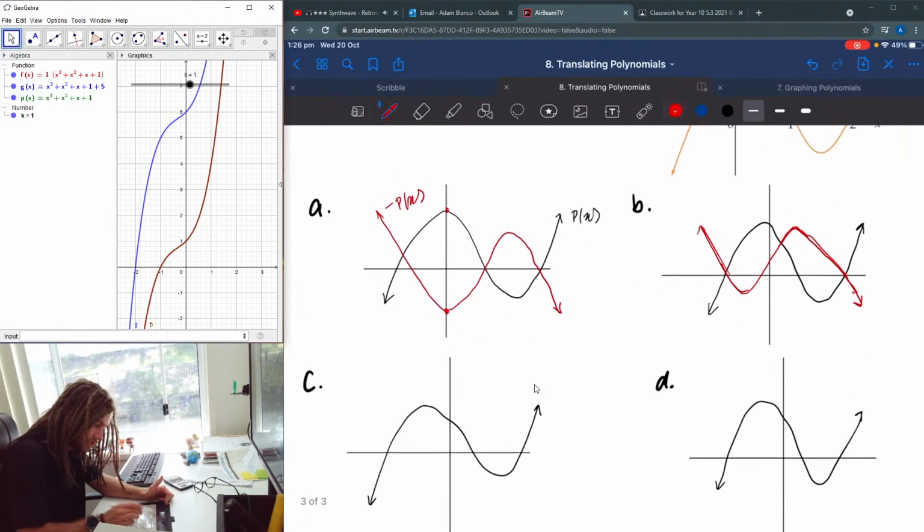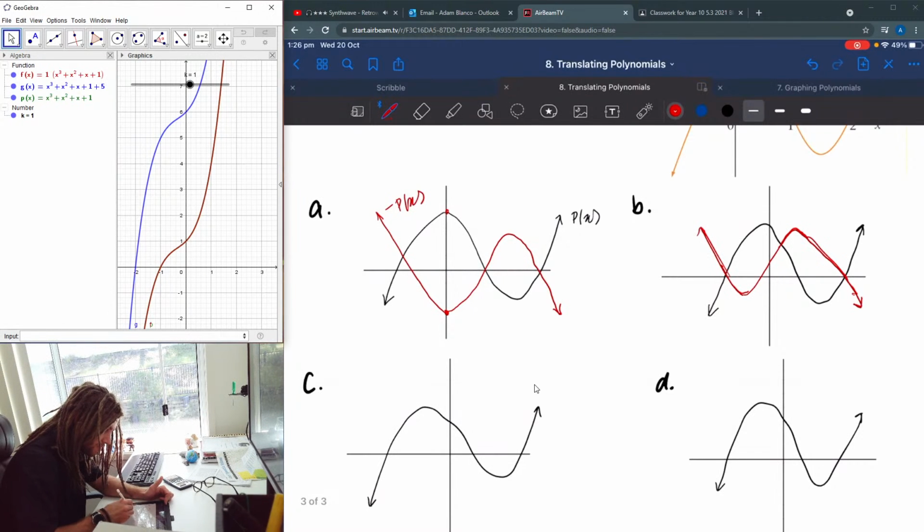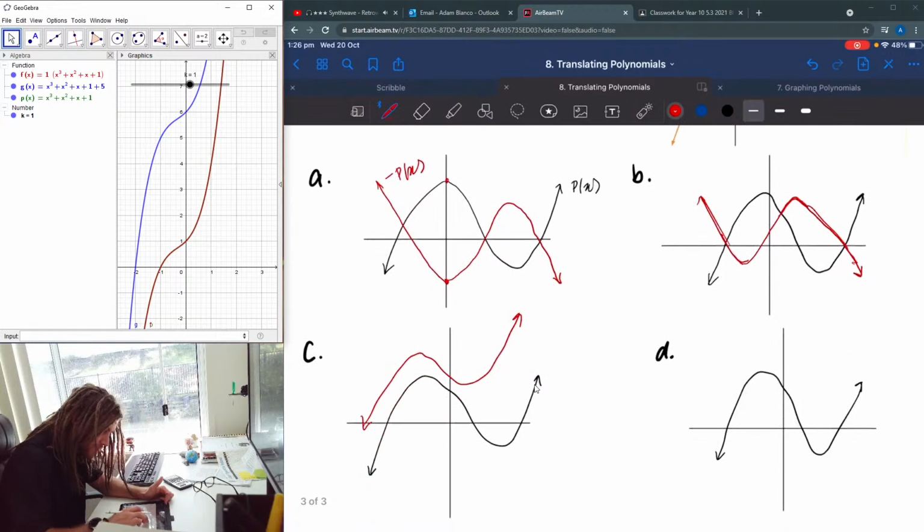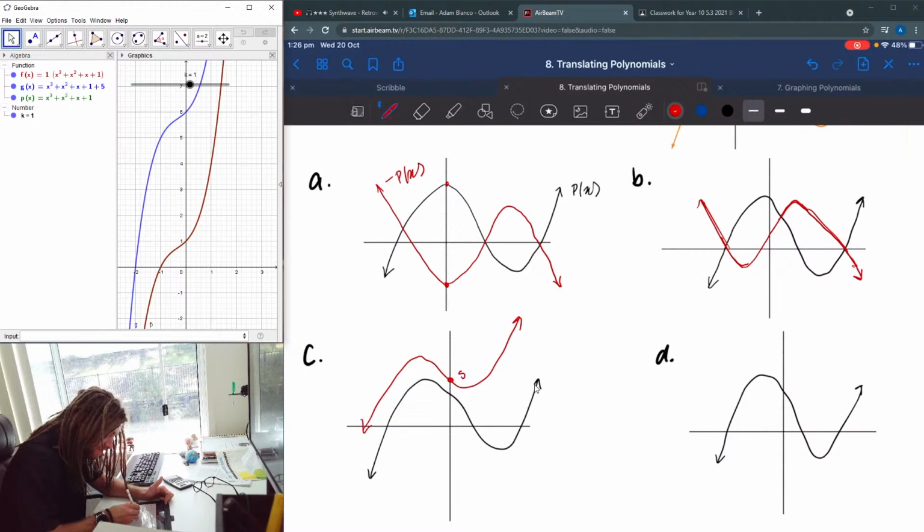Alright, p of x plus 2. Oh, that's easier. That's just raised up 2. So 1, 2. Like that. It originally cut at 3, so this would be 5. And that's kind of the only piece of information I need there.